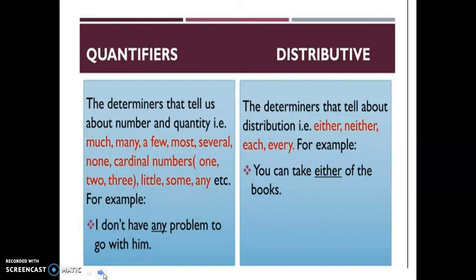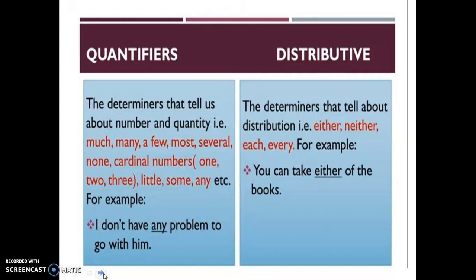Quantifiers. These determiners tell us about number and quantity. For example, much, many, a few, most, several, none, cardinal numbers 1, 2, 3, 4, 5, 6, 7, 8, 9, 10, etc. Little, some, any. For example, I don't have any problem to go with him.